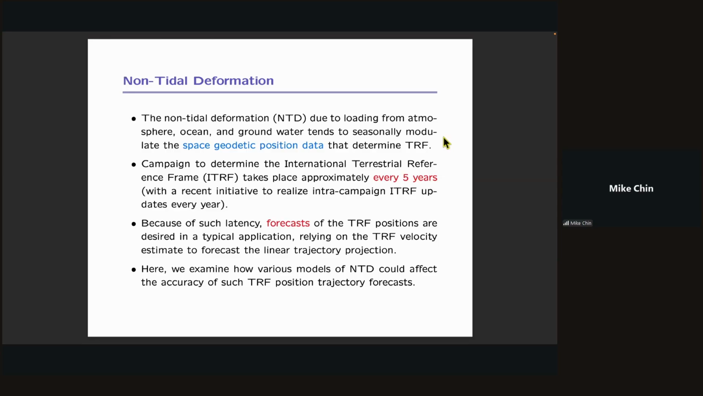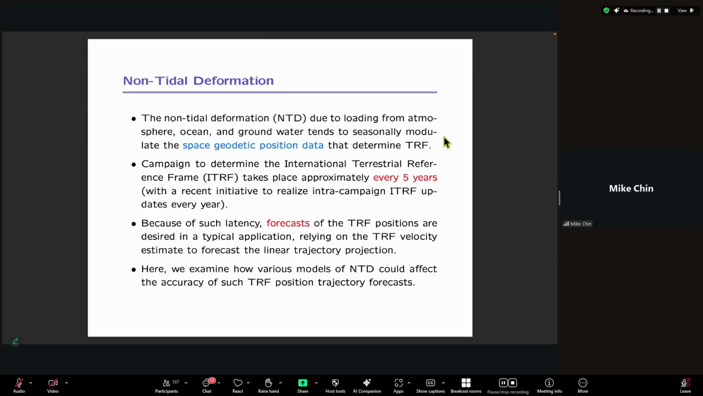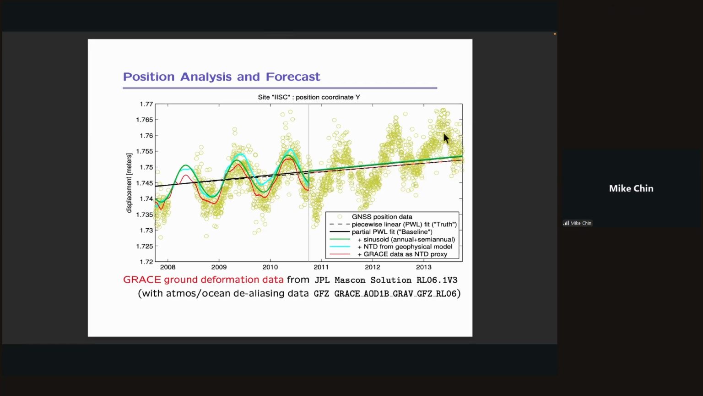We try to estimate this non-tidal deformation and use that information with the purpose of making the velocity estimate better, as well as the position. So this is the experiment. If you can see the yellow dots, these are the GNSS position measurements, the position data that we use in our estimation. We just fit a line.